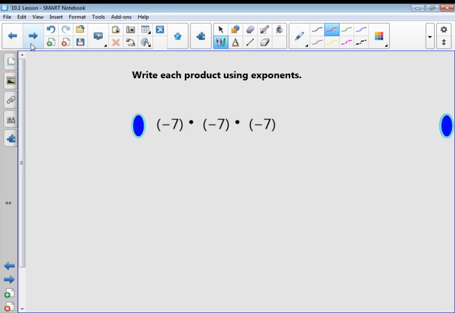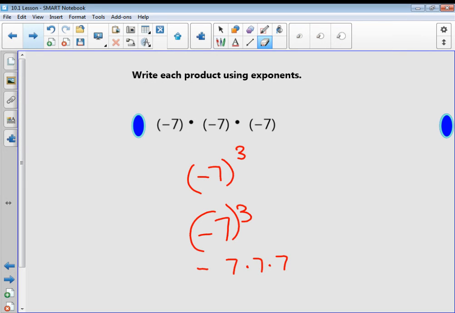So here, what number occurs each time? Well, we have -7 occurring 3 times. Take note that I did put that -7 in a parenthesis because I want to make sure that the negative stays with the 7 3 different times, okay? If I just wrote it like this, that is really a negative and then 7 times 7 times 7. And I want to make sure that the negative stays with the 7. That's why I'm putting the parenthesis around it.